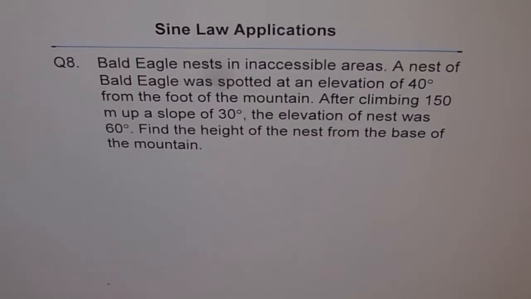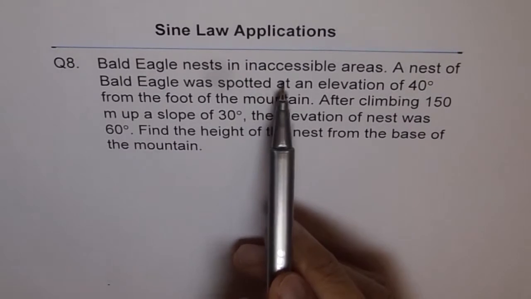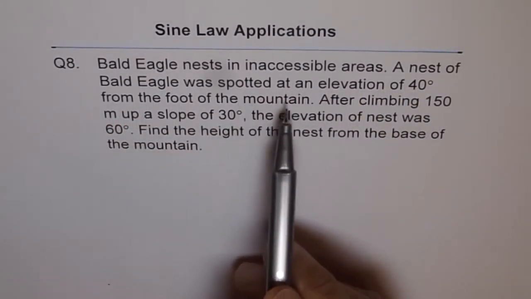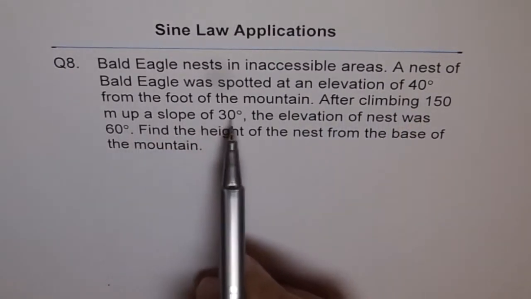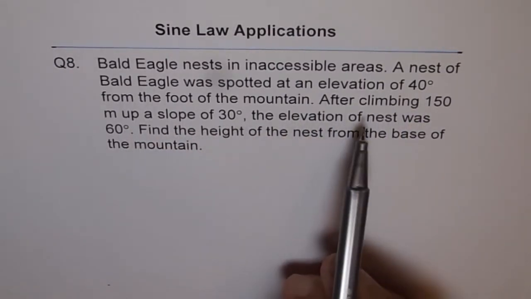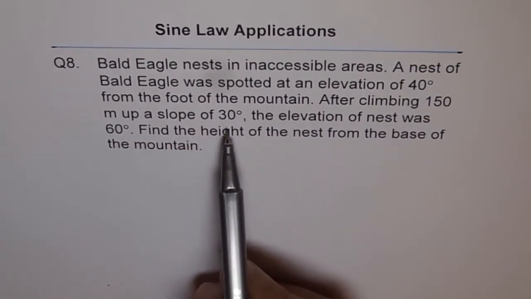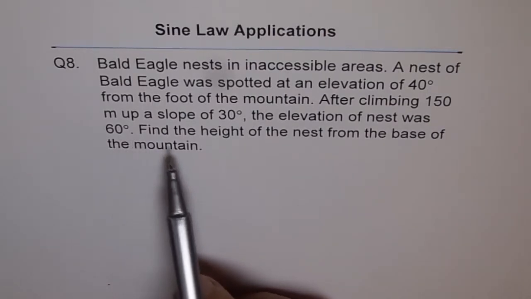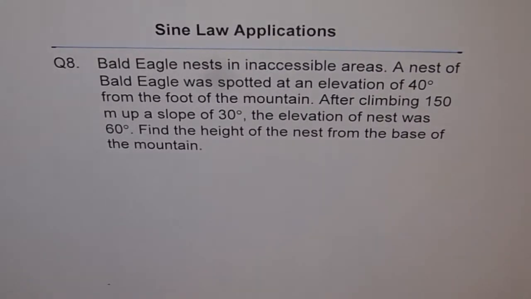Sine law applications. Question 8. Bald eagles nest in inaccessible areas. A nest of bald eagle was spotted at an elevation of 40 degrees from the foot of the mountain. After climbing 150 meters up a slope of 30 degrees, the elevation of the nest was 60 degrees. Find the height of the nest from the base of the mountain.